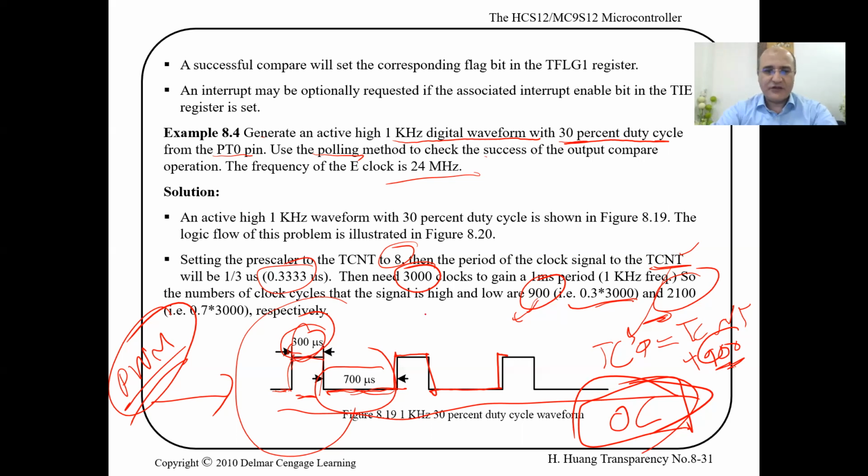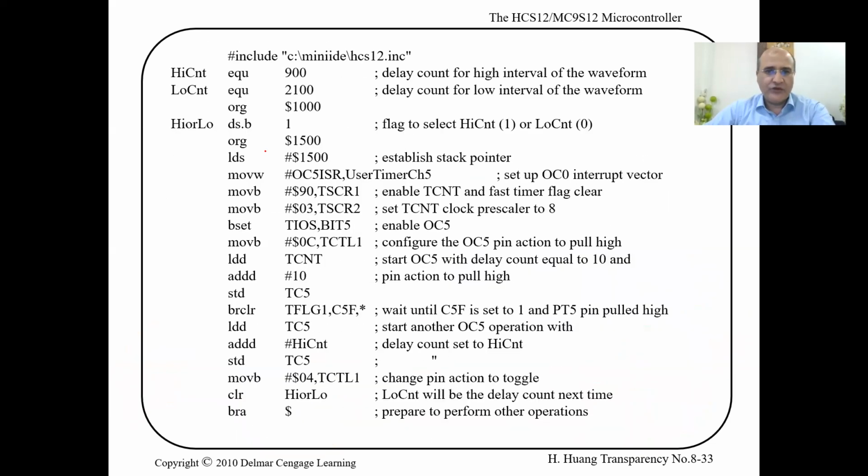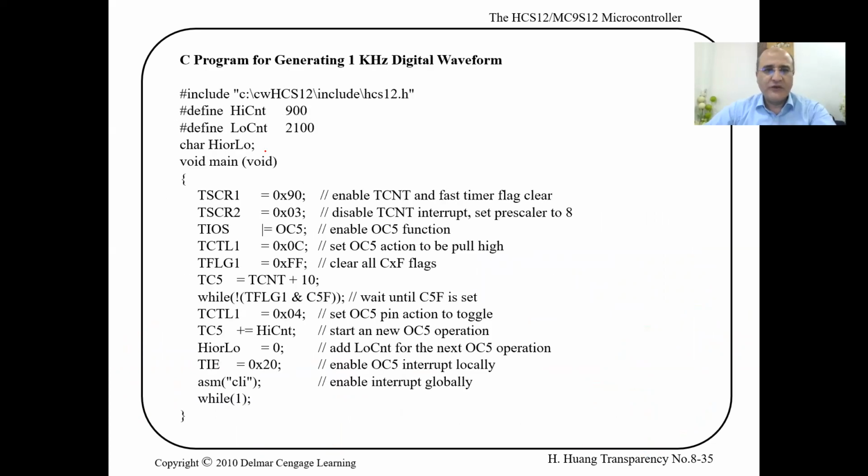Okay, we write this code with interrupts. Here, he's asking us to do it using the polling method, and here it is. Here's a flow chart for it, and this is assembly code, and this is C code to do it with. This is C code to do it using the polling method. No interrupts are used here.